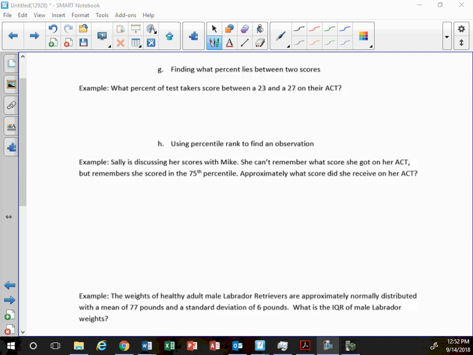All right, guys, let's look at the next section here. I want you guys to try this one too. What percent of test takers score between a 23 and a 27?